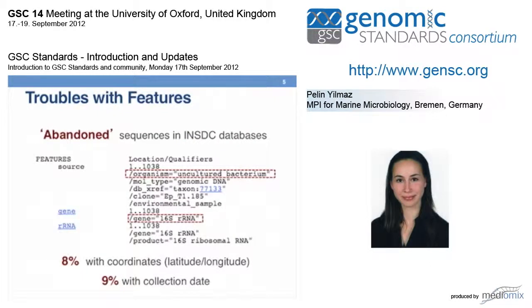But most of the time we look at things like this. This is an uncultured bacterium. It's a 16S RNA. We have no idea where this is from. You cannot know anything about this.